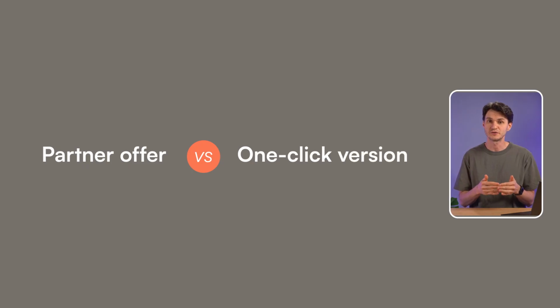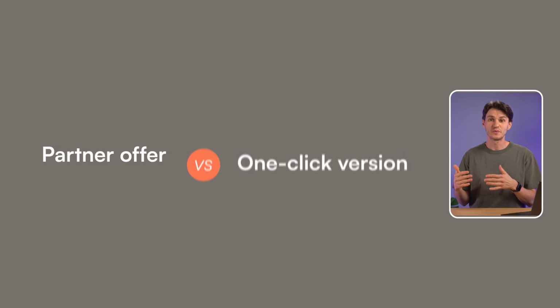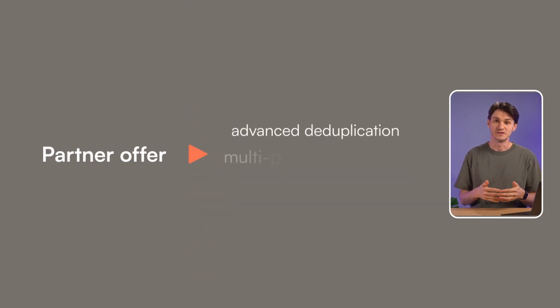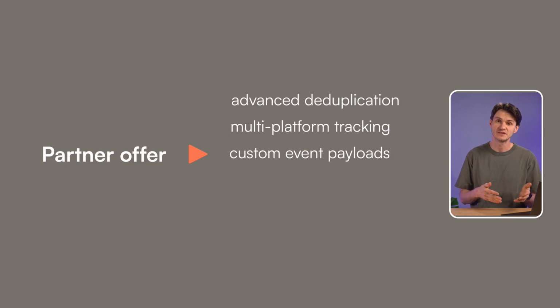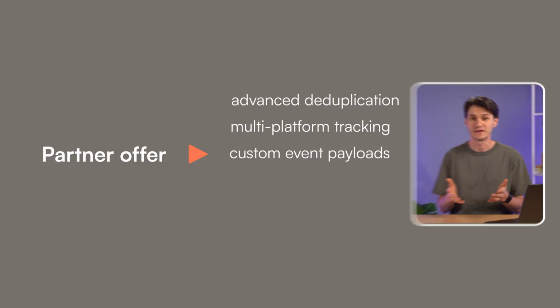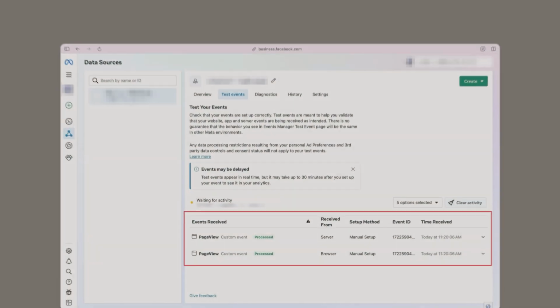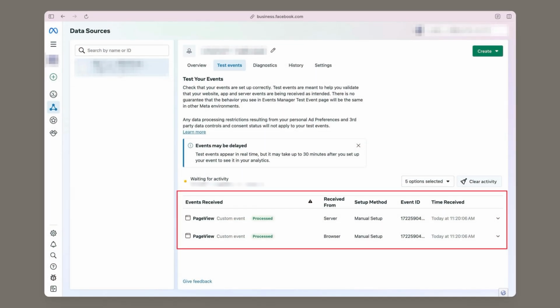Third, if you already have CAPI through a partner, compare what you're getting from that setup versus what the one-click version offers. If your partner gives you advanced deduplication, multi-platform tracking, or custom event payloads, that's still worth paying for. If you just had a basic connection, the free option might actually simplify things. And fourth, use the Test Events tool in Events Manager to verify everything is firing correctly. Better infrastructure doesn't help if the data flowing through it is wrong.